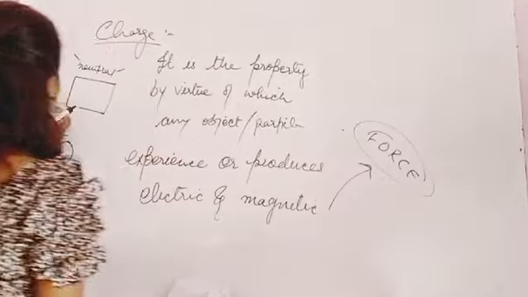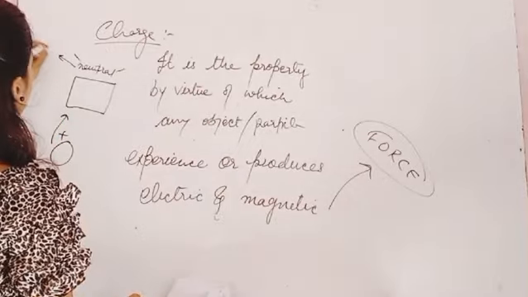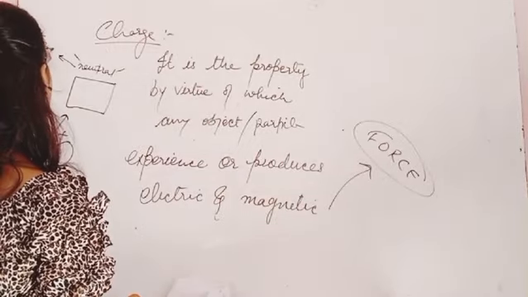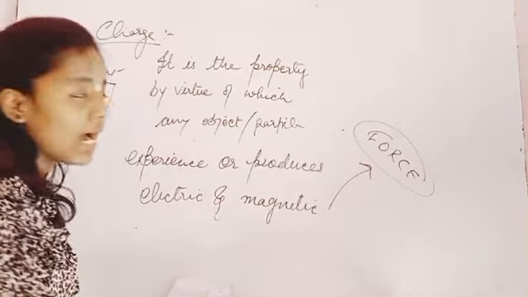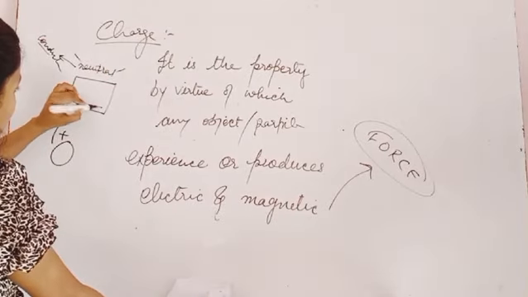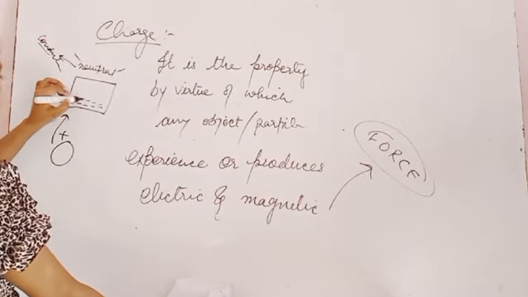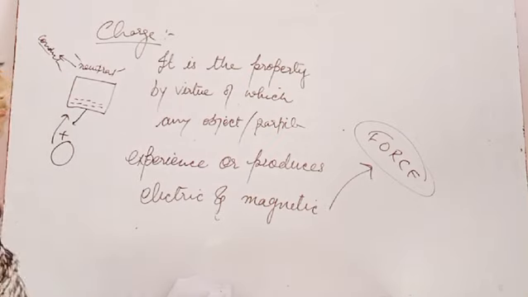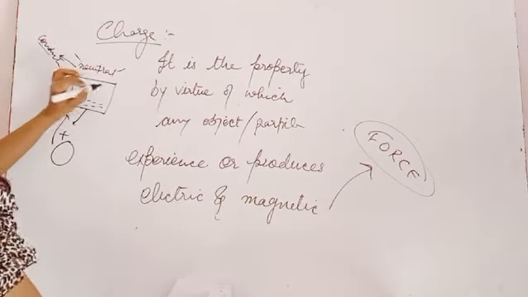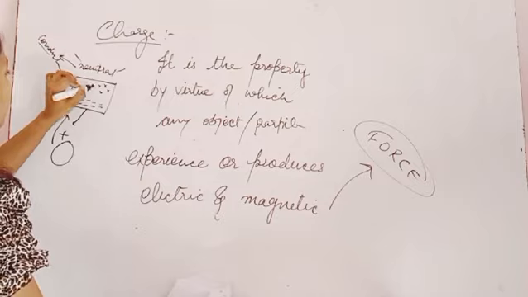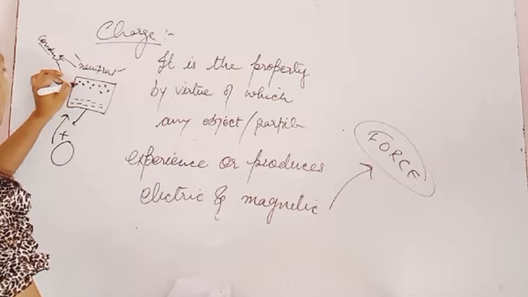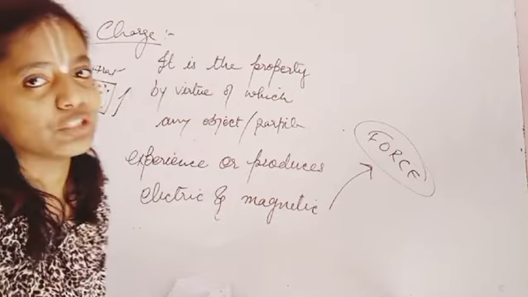What will happen in the neutral body, which is your conductor, let us take as an example? Negative charge will feel some kind of attraction towards the positive charge, and similarly the positive charge will feel some kind of repulsion.